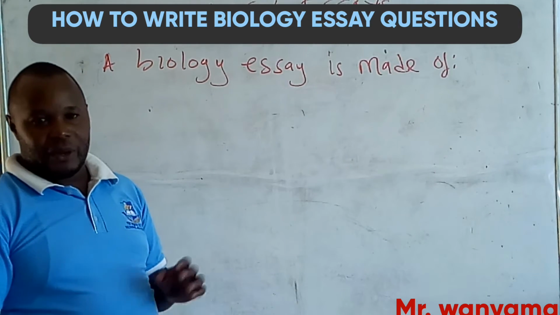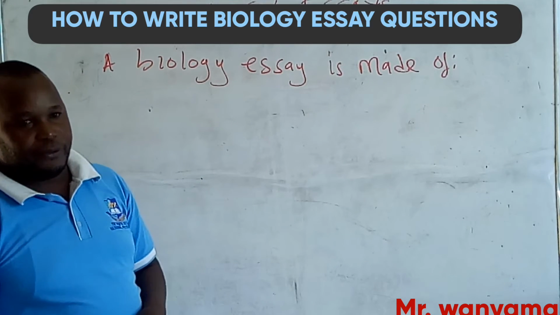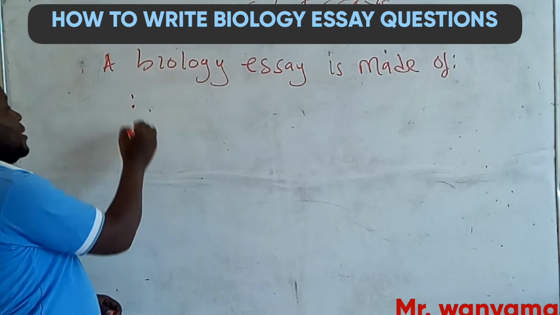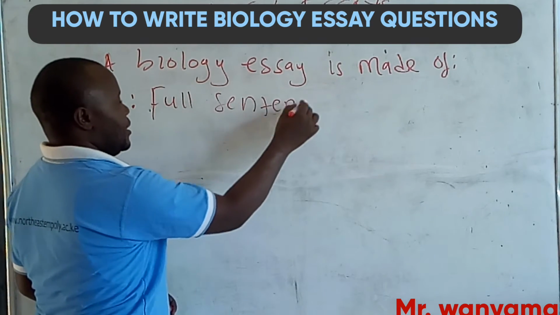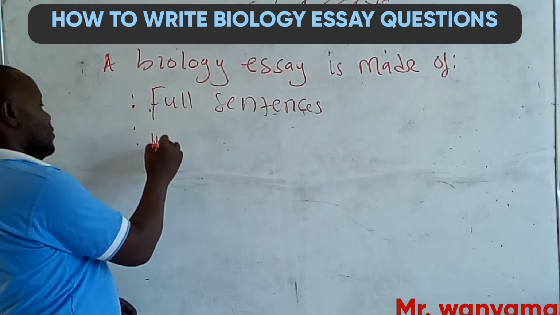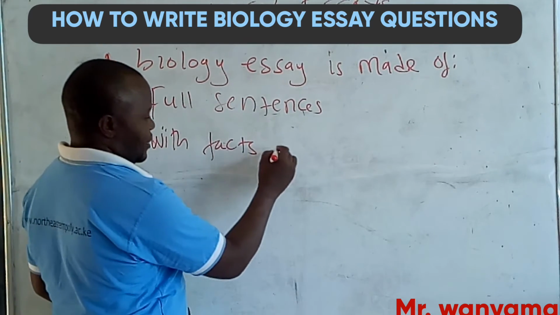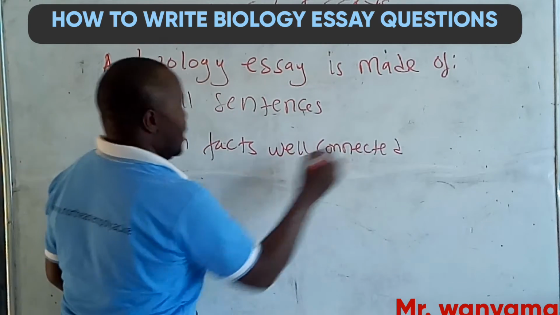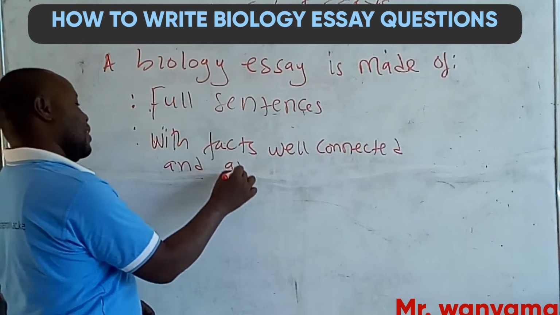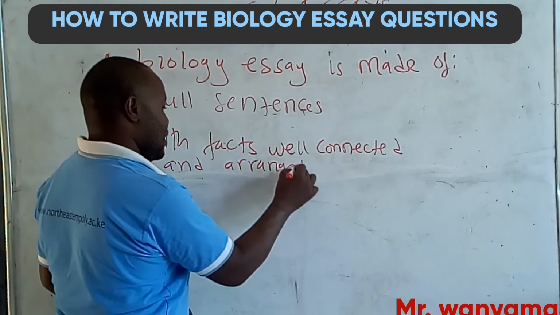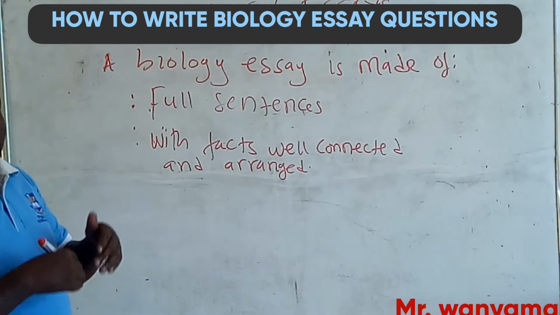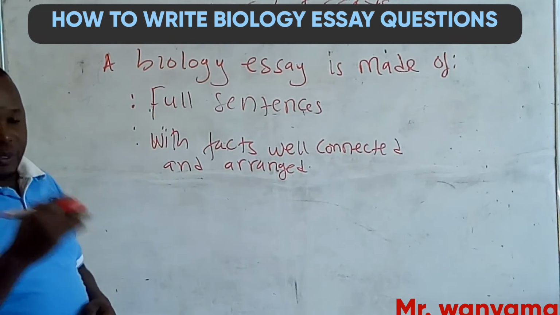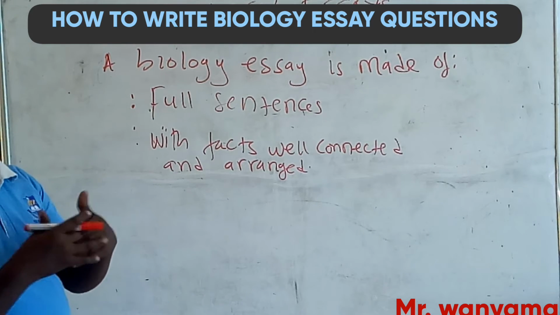A biology essay question is made up of two things. First, it must have full sentences. Those sentences should be facts well connected and arranged. You don't just write sentences anyhow, you don't just write the words. You must use the correct terms, and those terms should be well connected.